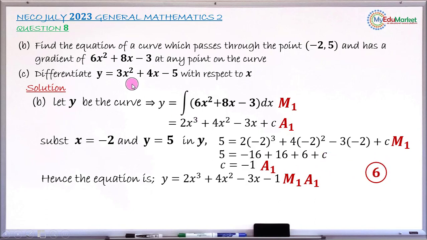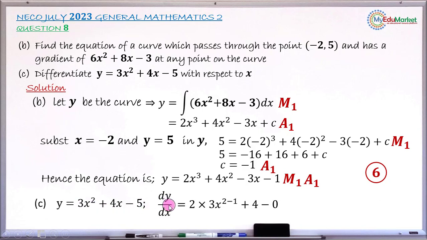So let me attempt to answer question number 8c. You are asked to find the derivative of the curve y equals 3x squared plus 4x minus 5 with respect to x. So the derivative of this curve is dy by dx, and that will give 2 times 3x raised to the power of 2 minus 1. The power reduces by 1. Remember, when you are finding the derivative, the power reduces by 1.